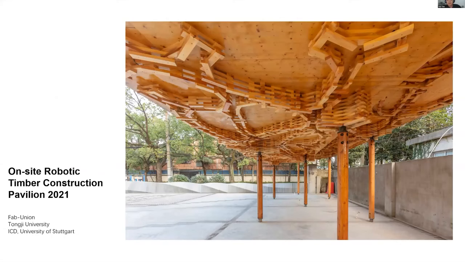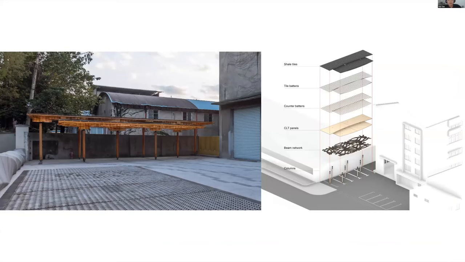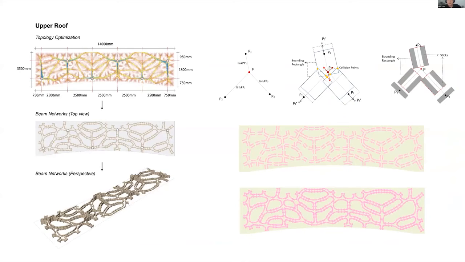With this system, we developed a case study pavilion in 2021, together with Fab Union and the ICD. The pavilion is actually a real project. It is used as a car shed in Fab Union, and it consists of two CLT panels supported by eight columns. The generation of the beam network is essentially a negotiation between different design conditions, fabrication constraints, and material properties. This is how we use the ABM approach to develop the beam network on the slide.